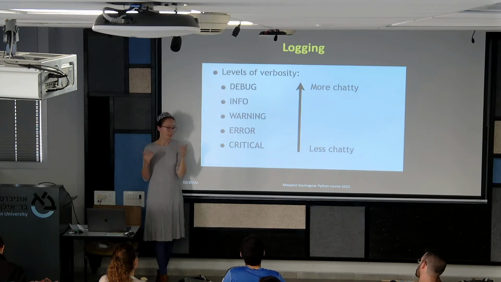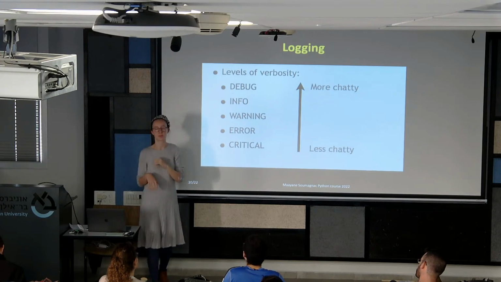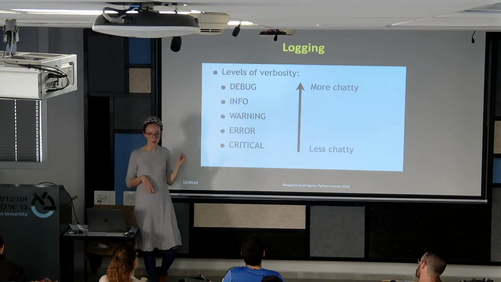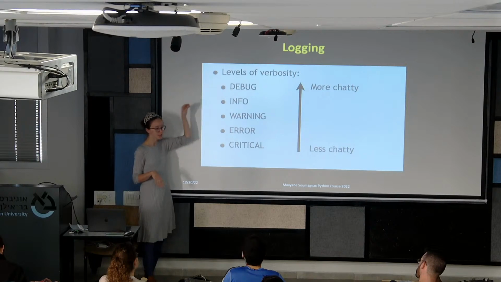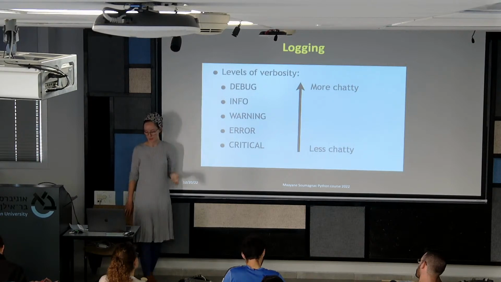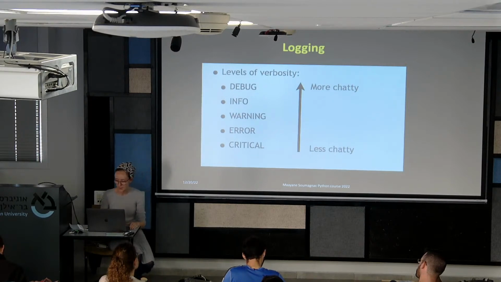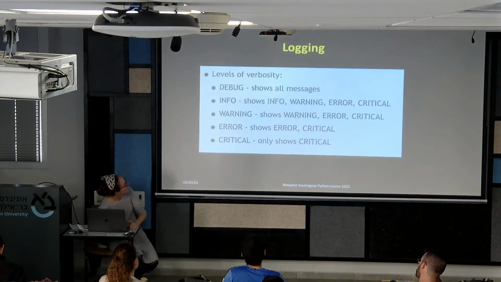But you can. At the end, when you're sure about your code, you can set it to critical, and it will only print the super critical messages that you always want to see. And in one line of code you can play with the level of verbosity. So let's look at an example. This is from last time.